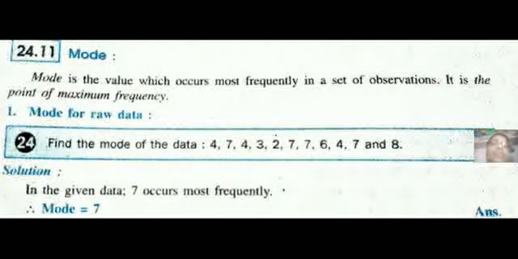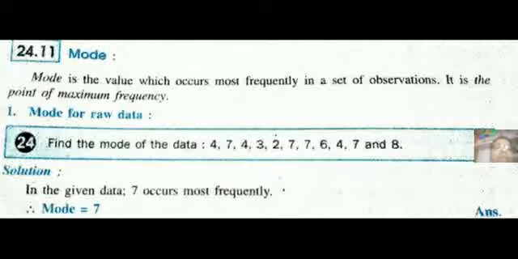First, what is mode? Mode is the value which occurs most frequently in a set of observations. It is the point of maximum frequency. A simple question is given here with an example. Mode of raw data when not in order, in such cases how to find the mode.